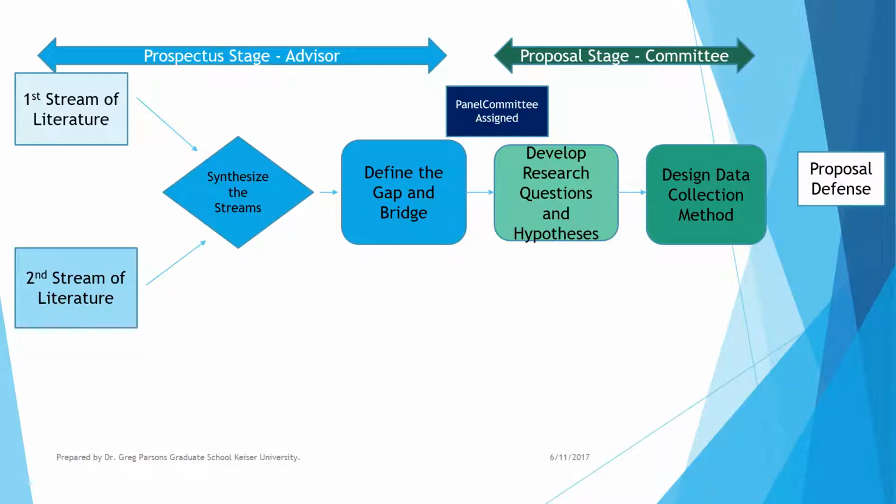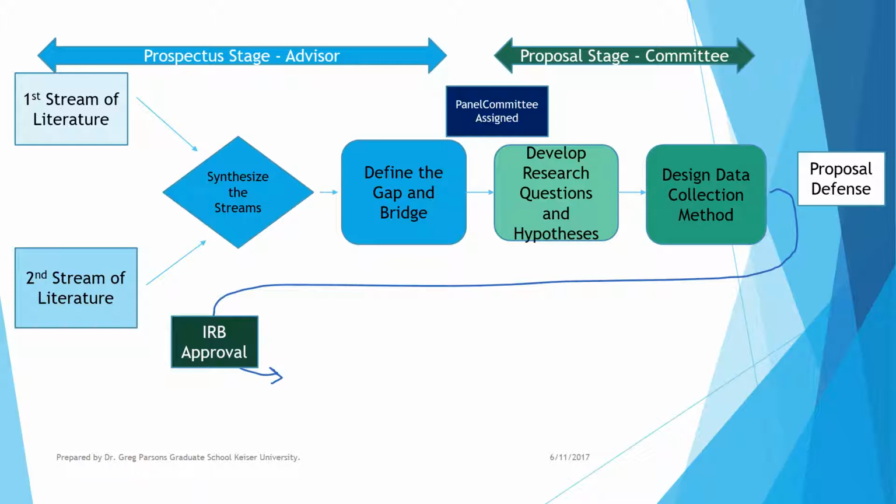At the end of the proposal stage, there's a defense where the student presents through a PowerPoint presentation to an audience of faculty, administrators, and so on, the information they've got so far, which is essentially the first three chapters of their dissertation, including the methodology section, which indicates where the data is going to come from and how they plan to analyze it. Once that's approved, the dissertation moves into the next stage, which we call the dissertation phase.